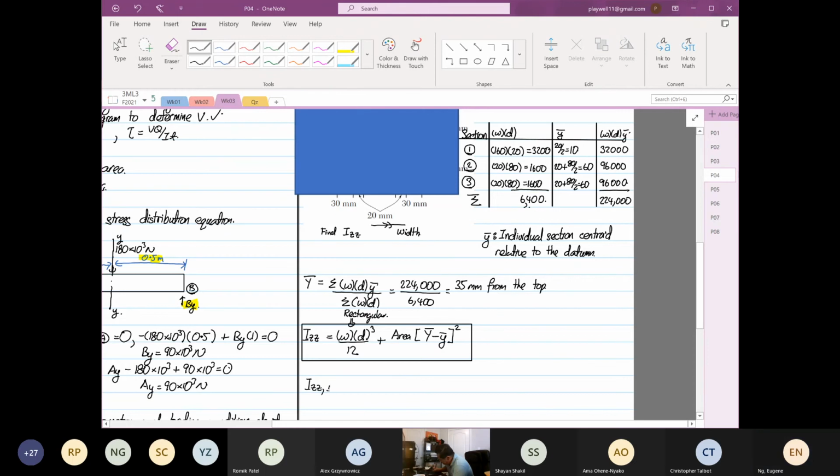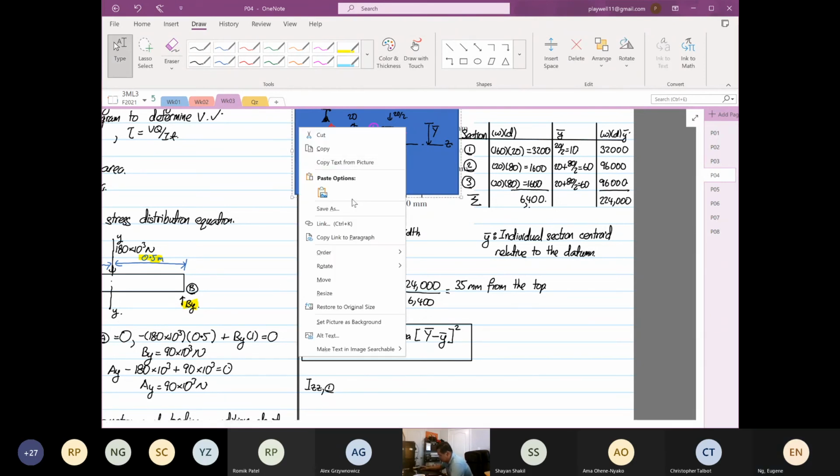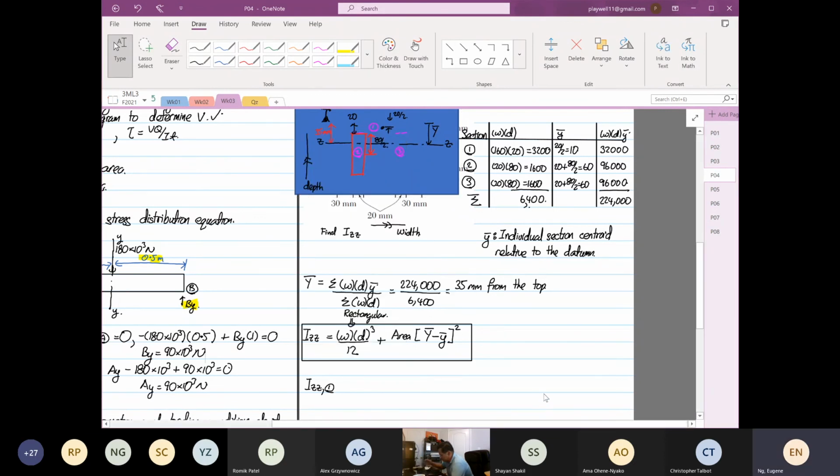So IZZ1. I can't see. Oh, hold on. Cheeky sort. Stupid sort. But anyway, I can't see it. So it's equal to 160 multiplied by 20 to the power 3 divided by 12 plus the cross-sectional area of 3200 multiplied by big Y bar, which is 35, minus small y bar, which is 10, the whole thing squared.